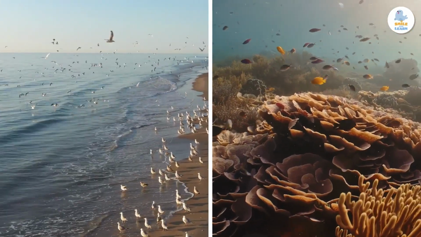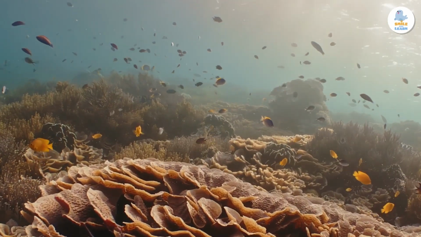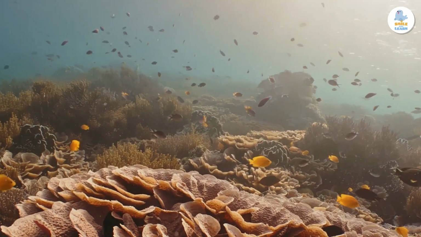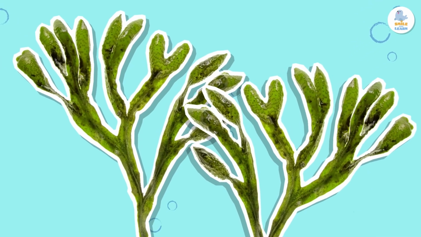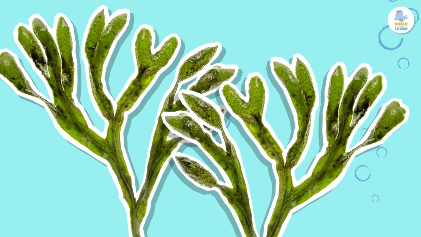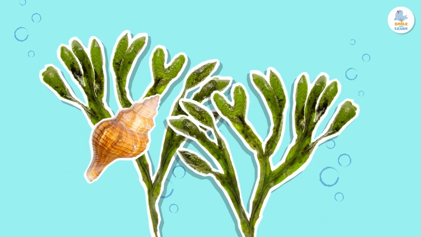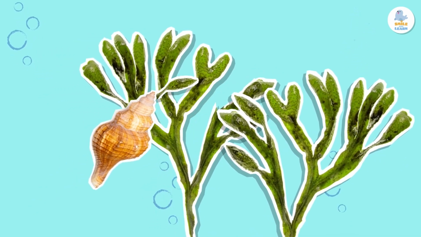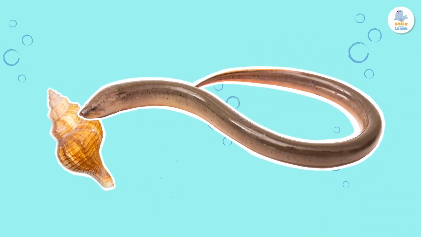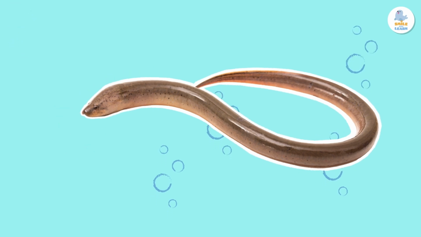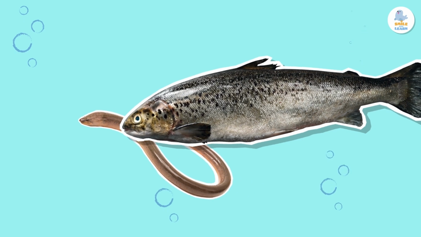Come with me under the sea to see an example. In the ocean, we can find many producers, such as these algae. As we know, algae are plants who get energy through photosynthesis. But, sea snails like them too! Now a hungry eel comes swimming along, sees the snail, and eats it. But then a salmon enters the picture and eats the eel.